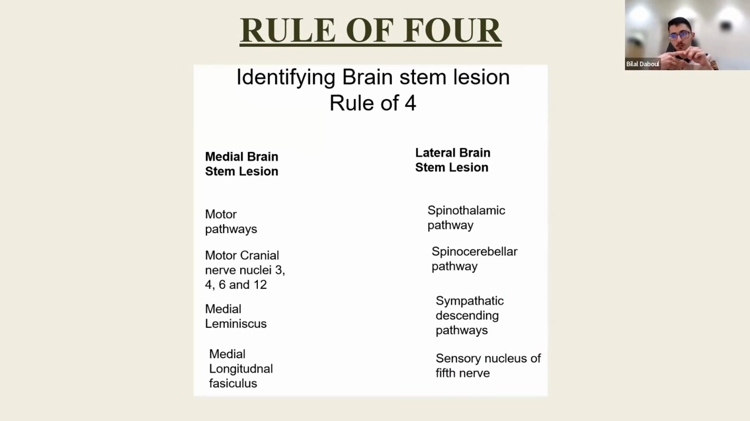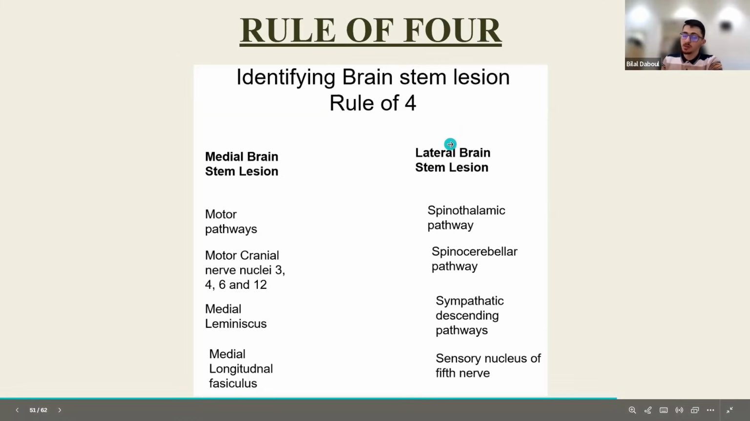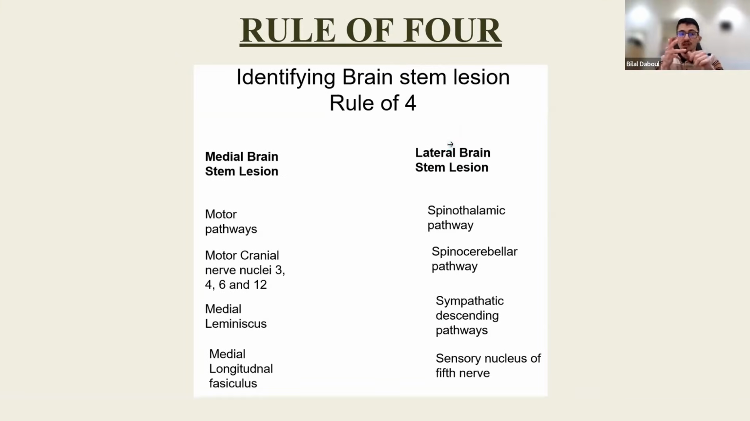Motor pathway, meaning corticospinal. Motor cranial nerve nuclei, 3rd, 4th, 6th, and 12th. Medial lemniscus, meaning, of course, what do you call it? Dorsal column medial lemniscal tract, and medial longitudinal fasciculus, 4 M structures in the midline. For side structures, spinothalamic pathway, spinocerebellar pathway, descending sympathetic fibers, and finally, the spinal trigeminal nucleus, which again relays pain and temperature from the ipsilateral face.